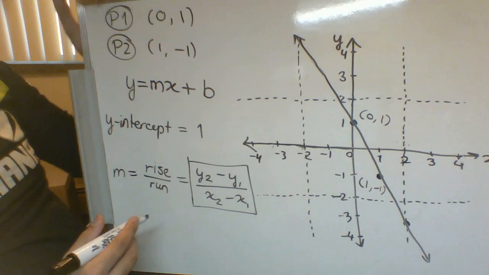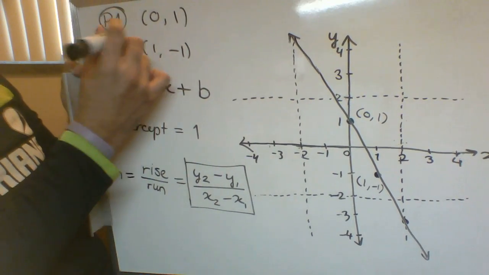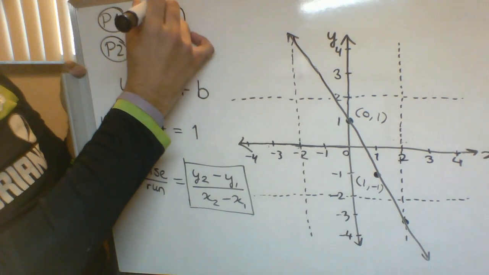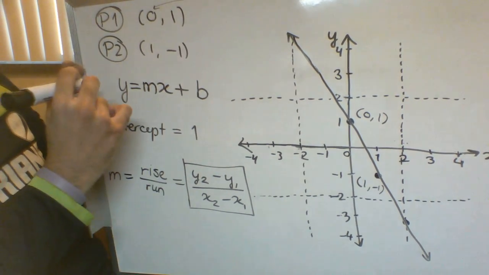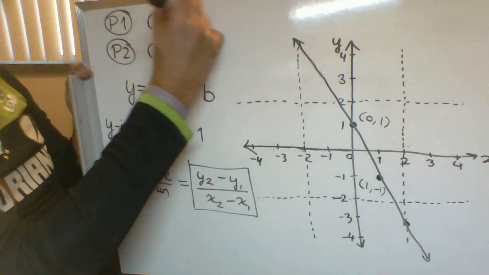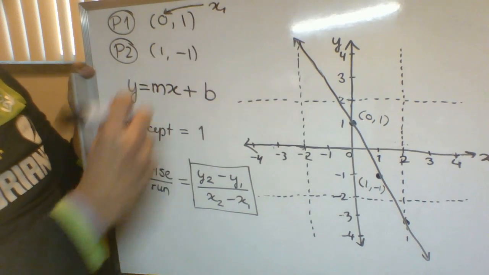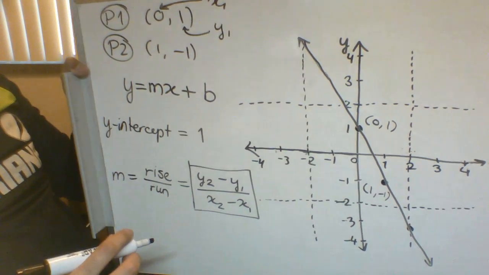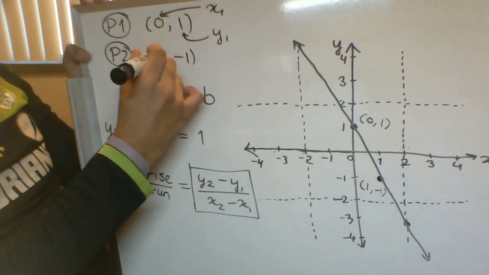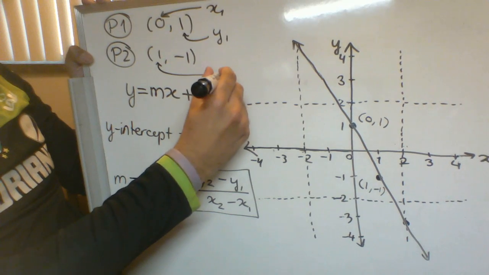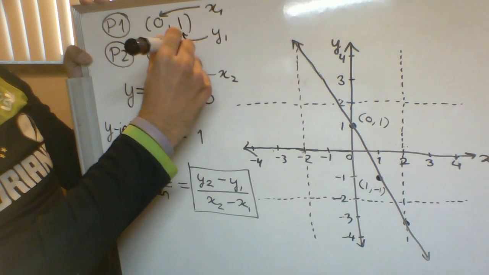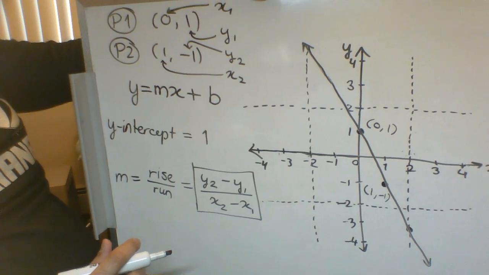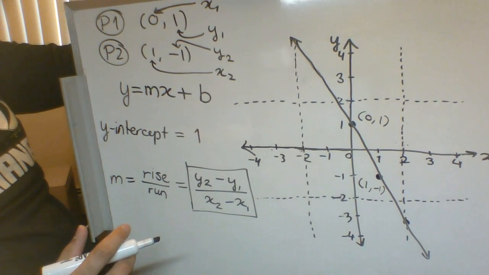So if we go ahead and do that, basically our x1 and y1 are just the x and y coordinates of point number 1. So this 0 in here is, I don't know if you can see that arrow very well, this 0 in here is our x1 coordinate, and this 1 in here is our y1 coordinate. And then similarly down here, this 1 is our x2, and this negative 1 is our y2. You don't have to draw in those arrows to label those points. I'm just trying to do it to show you what's going on.